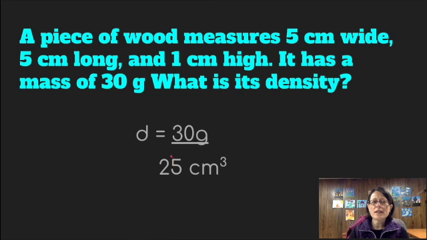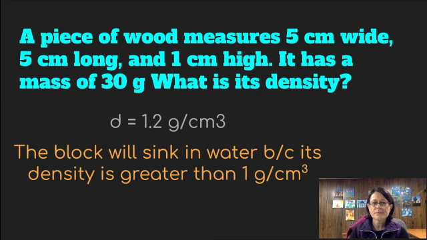So I put in density equals 30 grams from up above, right here, divided by 25 cubic centimeters, which is what I calculated for my volume. When I do the division, I get 1.2 grams per cubic centimeter. Now, this block will sink in water because its density is greater than 1 gram per cubic centimeter.